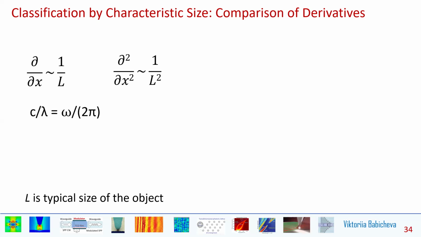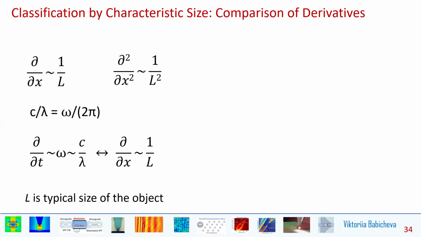For time harmonic fields with angular frequency omega, we can define an associated plane wave with wavelength lambda, where c over lambda is omega divided by 2 pi. Consequently, the time derivative we have in Maxwell's equations is of the order of omega, in other words, inversely proportional to lambda. In comparison to the time derivative, which is proportional to 1 over lambda, the space derivative is proportional to 1 over L, and we find different electromagnetic regimes.